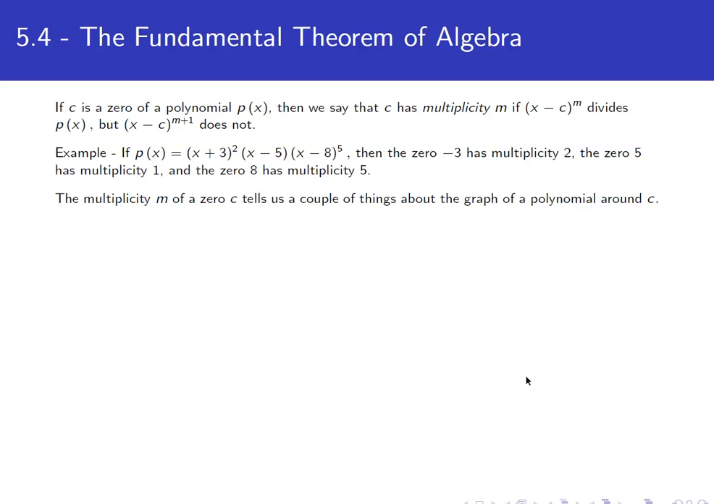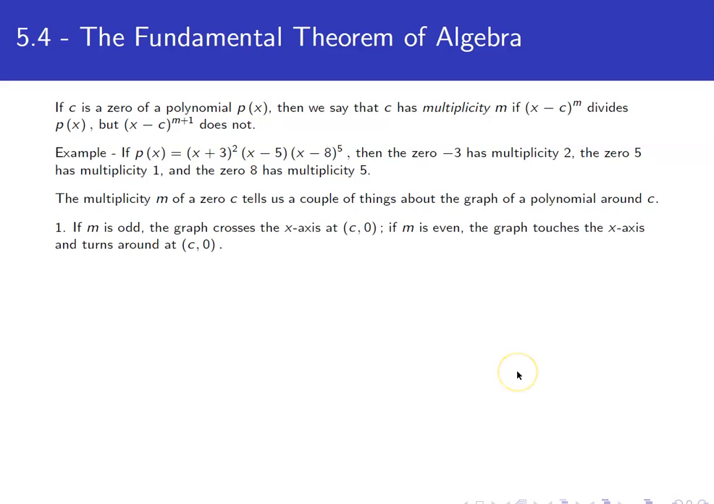So the multiplicity ends up telling us a couple of things about the graph of the polynomial. First thing is that if m is odd, then the graph actually goes through the x-axis at the 0. If m is even, then the graph just touches the x-axis and turns around in the same direction it came from at the 0. The second thing it tells us is that if the multiplicity is greater than 1, then the graph actually flattens out at the 0.